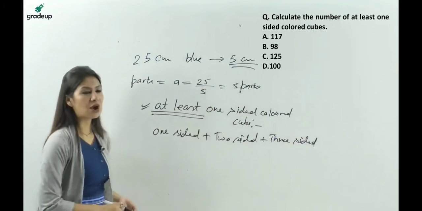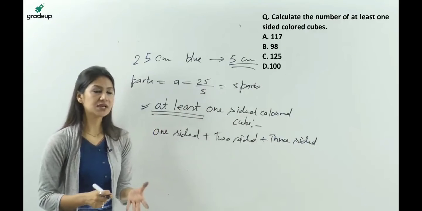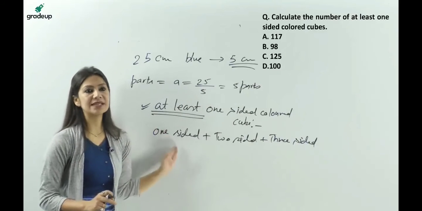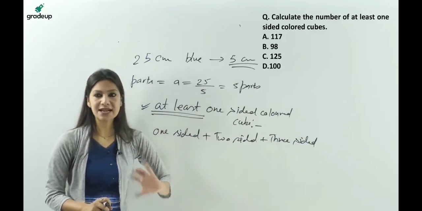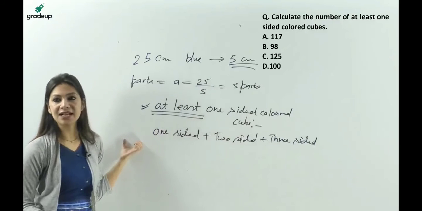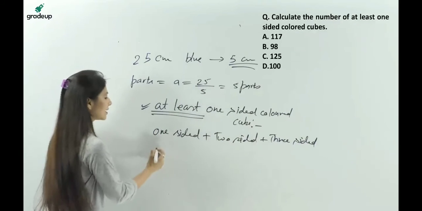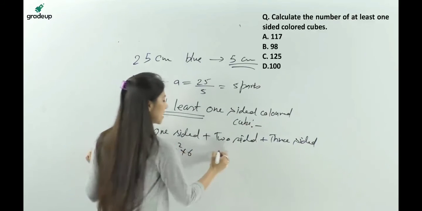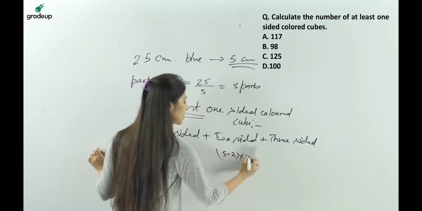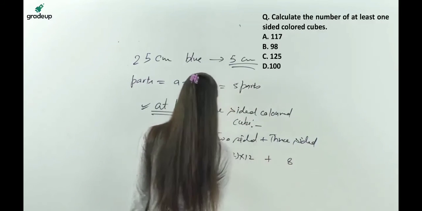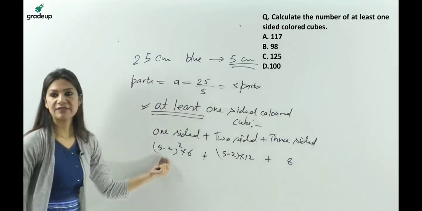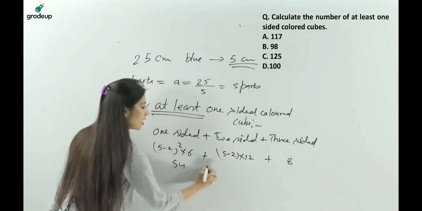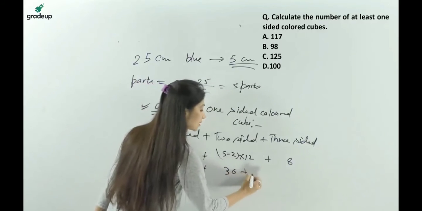Otherwise, you can check, student, that the total number of cubes is divided into 4 categories of cubes: one-sided, two-sided, three-sided, and colorless. So you are just subtracting the colorless, right? Because for the one-sided colored cube, the formula is 5 minus 2 whole square multiplied by 6. Here it is 5 minus 2 multiplied by 12, and it is 8. Okay, so 5 minus 2 is 3, 3 square is 9, into 6, that is 54, it is 36, and then it is 8.